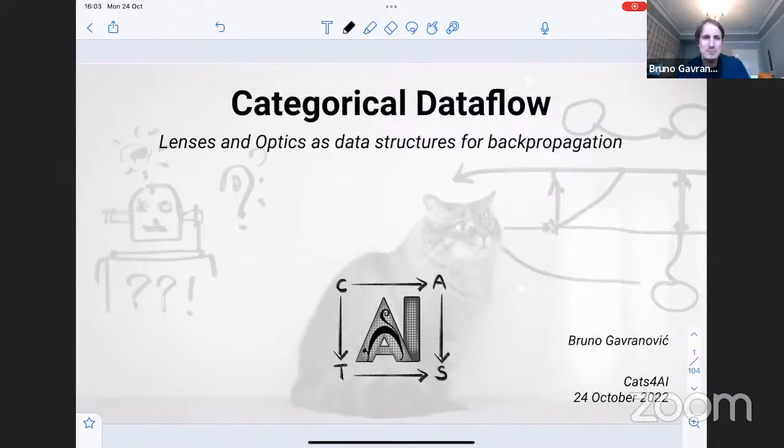Thank you, Joao, for the introduction. Hello, everyone. I'm very excited. First of all, thanks for sticking to the third week, and I'm very excited to tell you about something we're calling categorical data flow and how we can use category theory to shed light on various computation patterns that are happening in neural networks, including backpropagation.